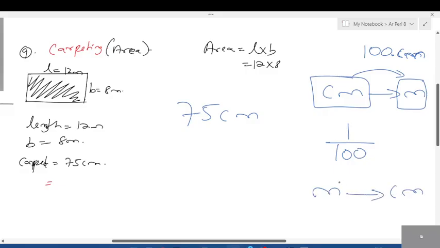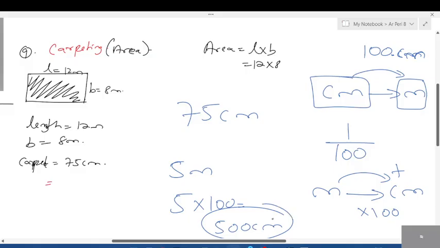Now meter to centimeter conversion. Is the number of alphabets increasing or decreasing? So will you divide or multiply? Multiply by 100. That's it. For example, if 5 meter is given and you want to convert into centimeter, you have to multiply or divide? Multiply by 100. So 5 meter is how many centimeters? 500 centimeters.